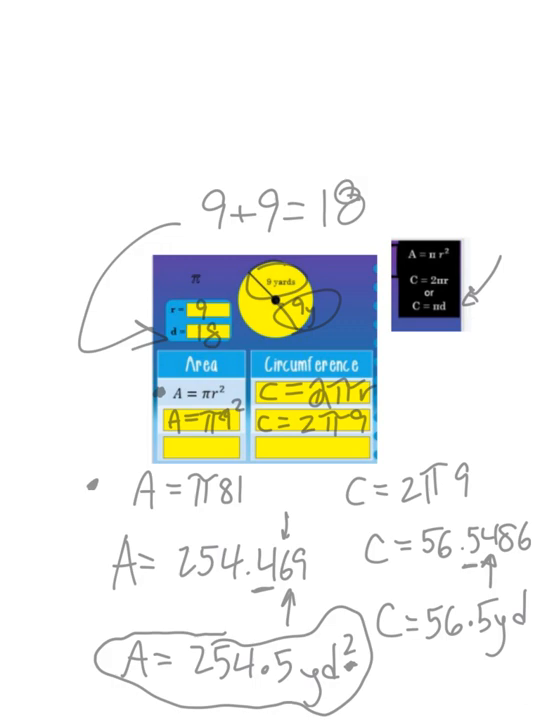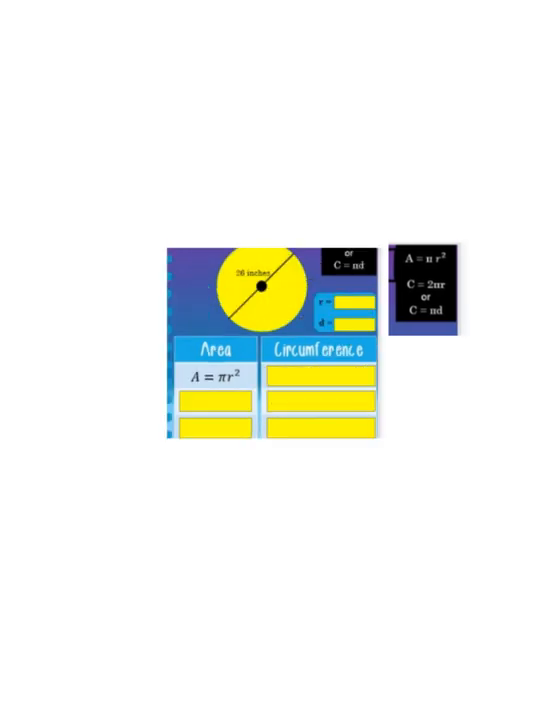56.5486. And now, again, we need to round to the nearest tenth. So I'm looking at this number 4 as my cue to find out if I'm going to round up or keep it the same. Since 4 is less than 5, we're going to keep our answer as 56.5. We're not going to round up. And we're going to have our unit as yards, not square yards, because for area, we have square units. All right, let's move on to the next one.